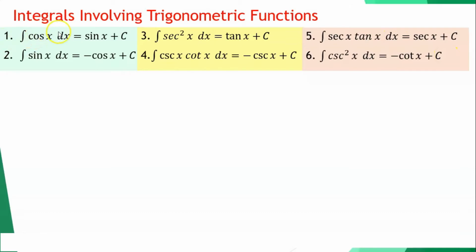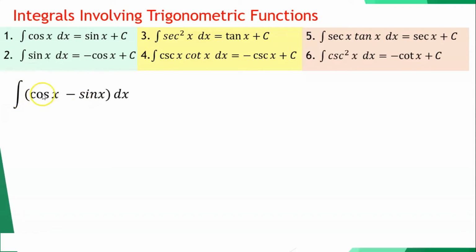Okay, these are integrals or antiderivatives involving trigonometric functions. So there are 6 of these. So number 1, that's the integral of cosine x dx is sine x plus c, until number 6, which is the integral of cosecant squared x dx is negative cotangent x plus c. So take note of these. So let's have an example.